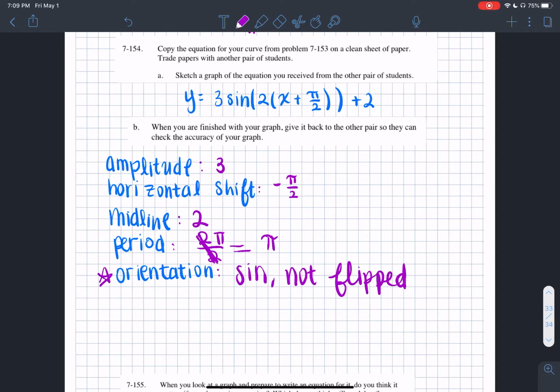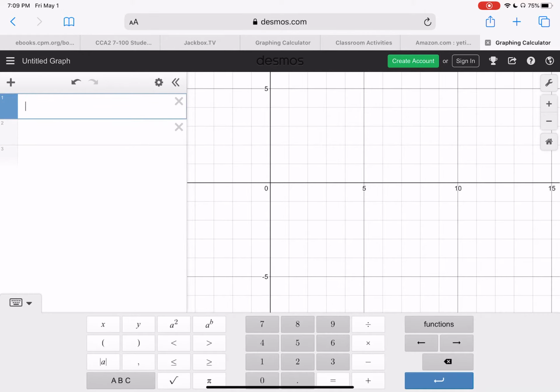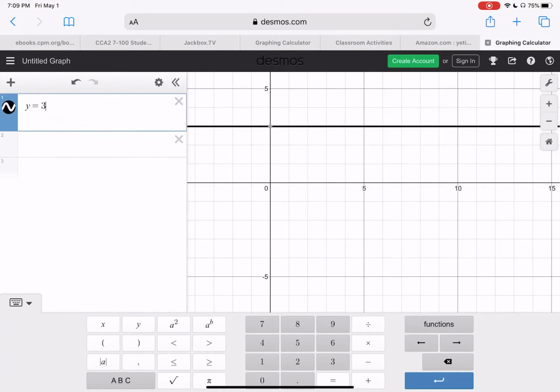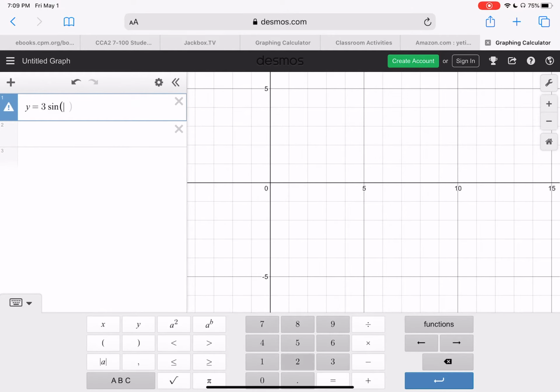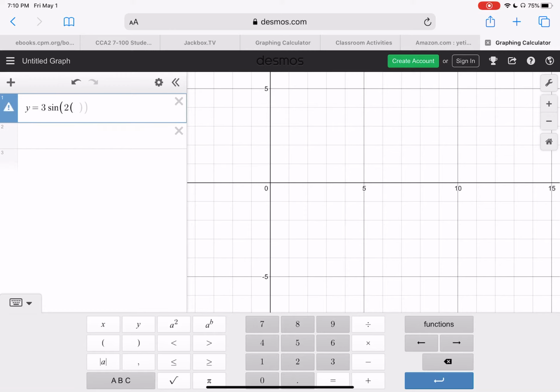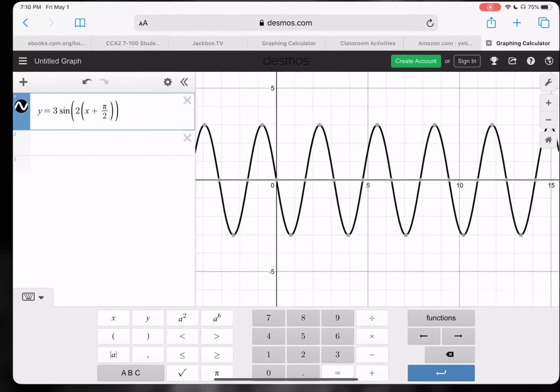Now that we've written all of this down, let's go ahead and graph it on Desmos to see visually if you have your graph correct. So let's go to Desmos. I'm going to clear out my graph from last time. And we have y equals 3 times sine of 2 times (x plus pi over 2). Then we need to close our parentheses. And what was that midline? Plus 2.